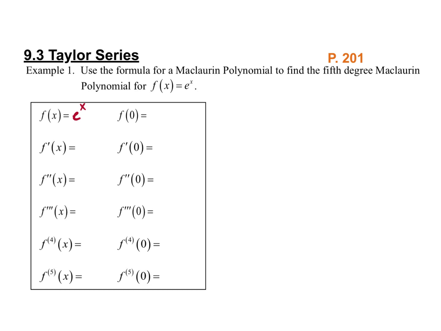We start off with literally the easiest function, because when we take the derivative of e to the x, we always get the same thing, e to the x. So of course, all these derivatives are just e to the x. Easy enough.